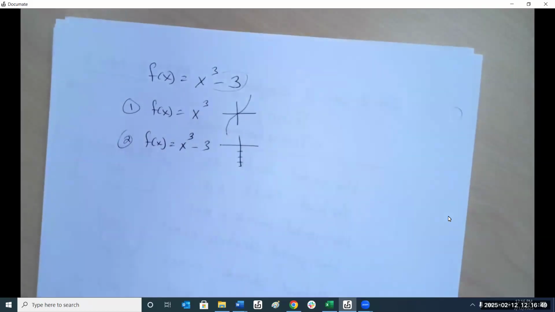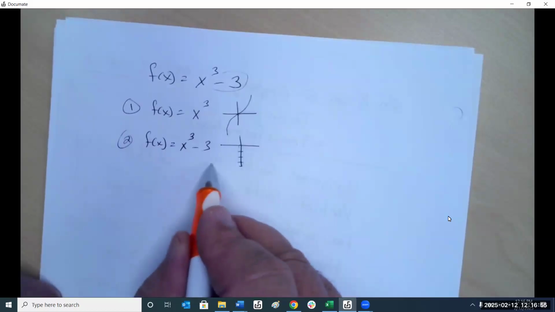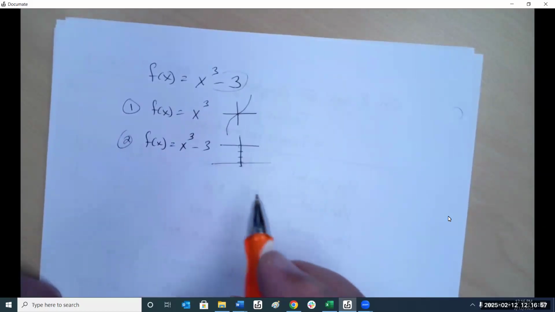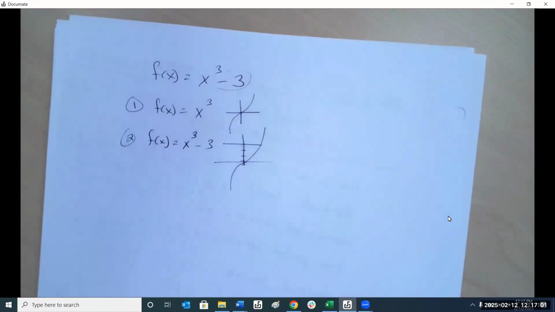What's really happening here is we're changing the way the origin is. It used to be here at 0, 0. Now I shift it down 3 spaces. The new origin's right there. So my graph's going to look like that. There's my function. All you're doing is changing where the origin is.